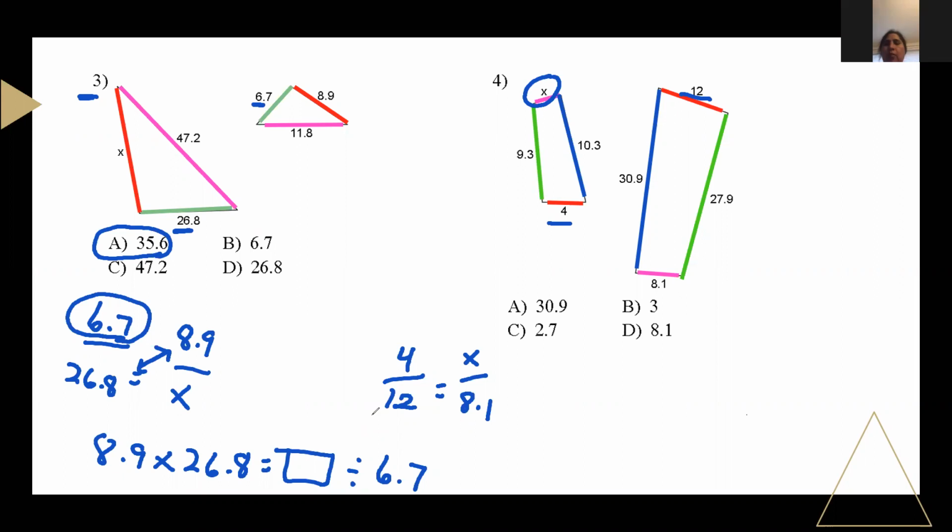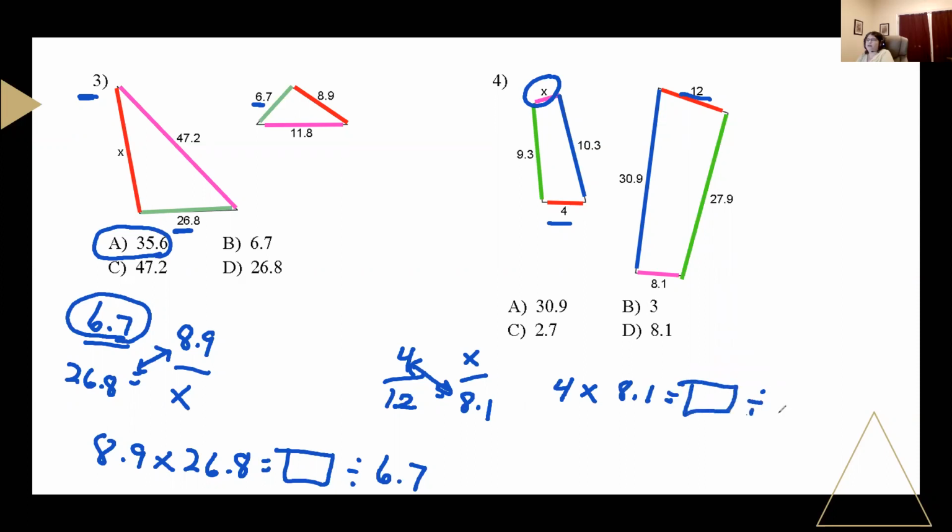So like over here, X was the smallest side. 8.1 is the smallest side, so X and 8.1 went together. The next smallest side was 4 and 12, so then I put 4 over 12. Then you just multiply these two numbers, 4 times 8.1. You get that answer and you divide it by 12, the leftover one.